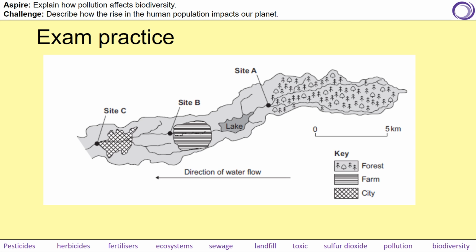Exam practice time. Starting off with a picture of a map, you can see up at the top you've got a forest, a bit further down you've got a lake and a farm, and then right at the bottom you've got a city. There is some water flow, presumably from the lake, and it seems to flow through the farm and through the city. The scale bar here shows the length of 5 kilometres demonstrated by the line.